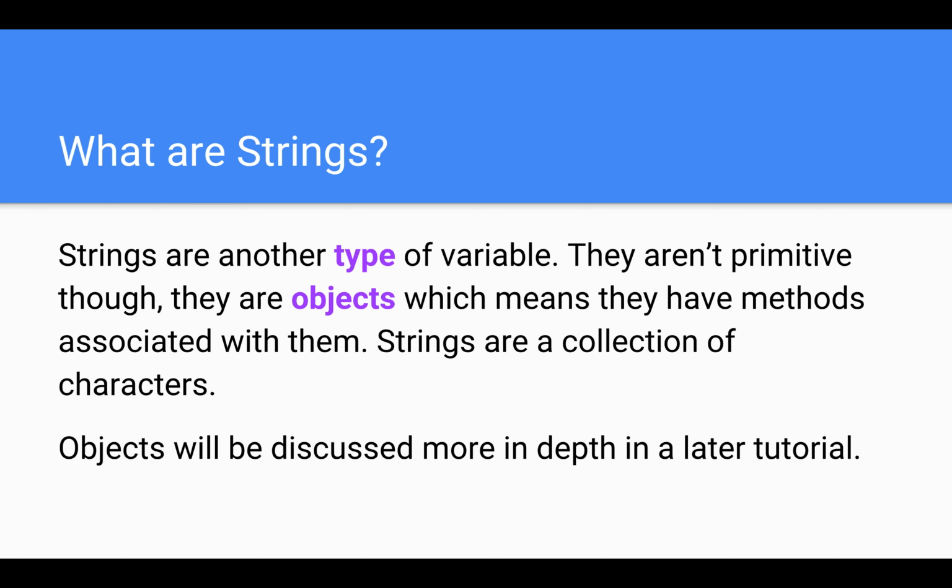What are strings? Strings are another type of variable. They aren't primitive though, they are objects, which means they have methods associated with them. Strings are a collection of characters. Objects will be discussed more in depth in a later tutorial.